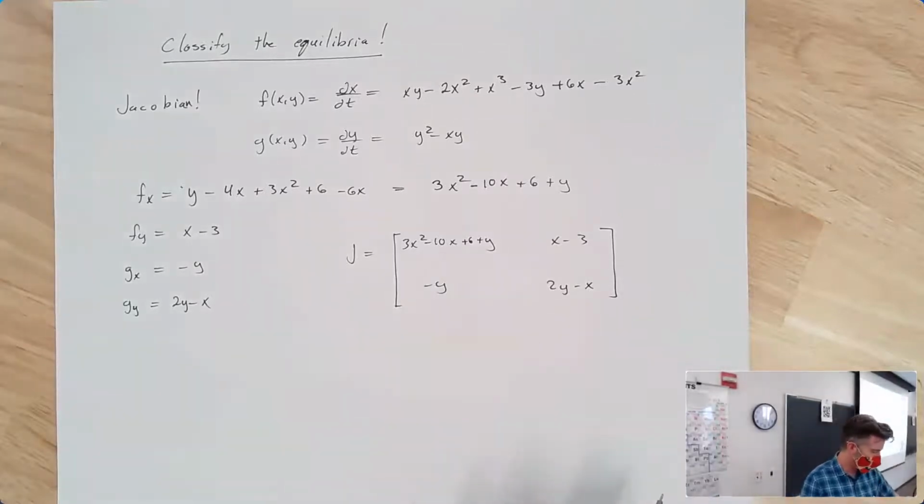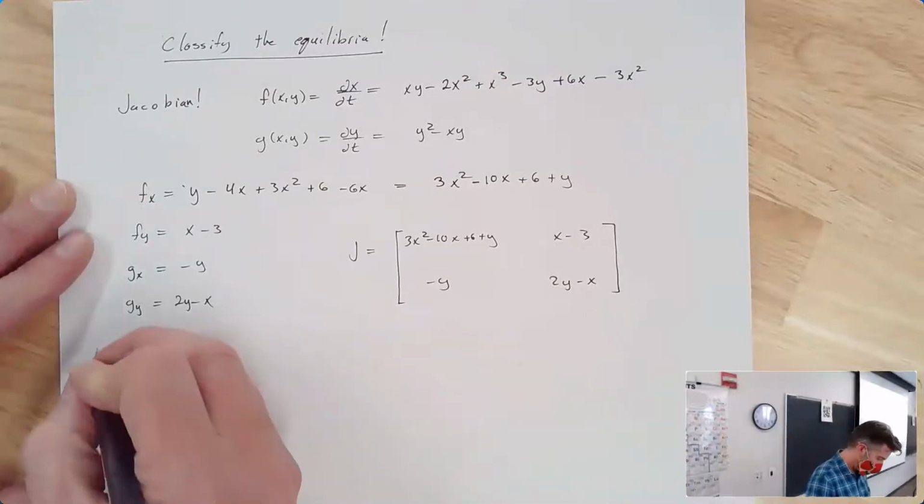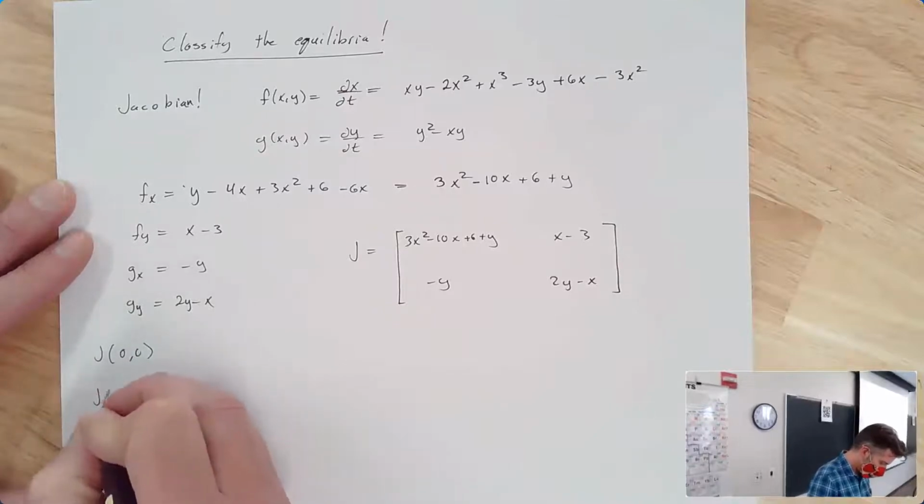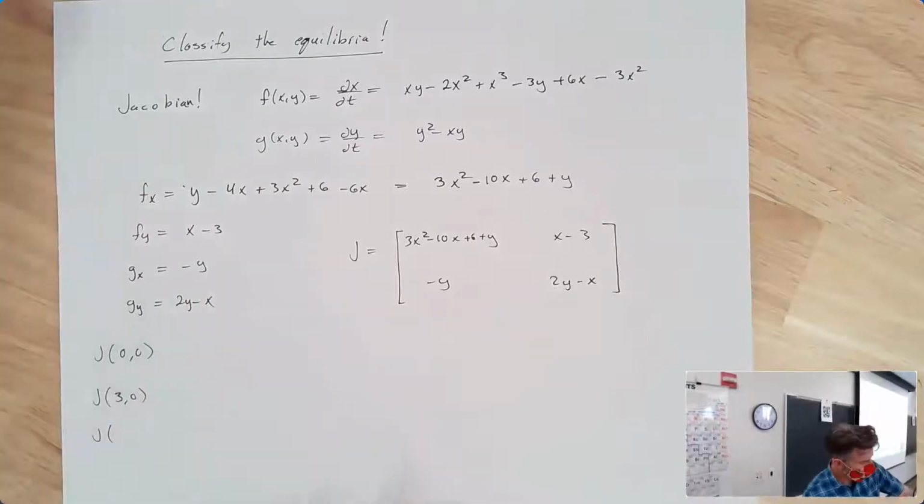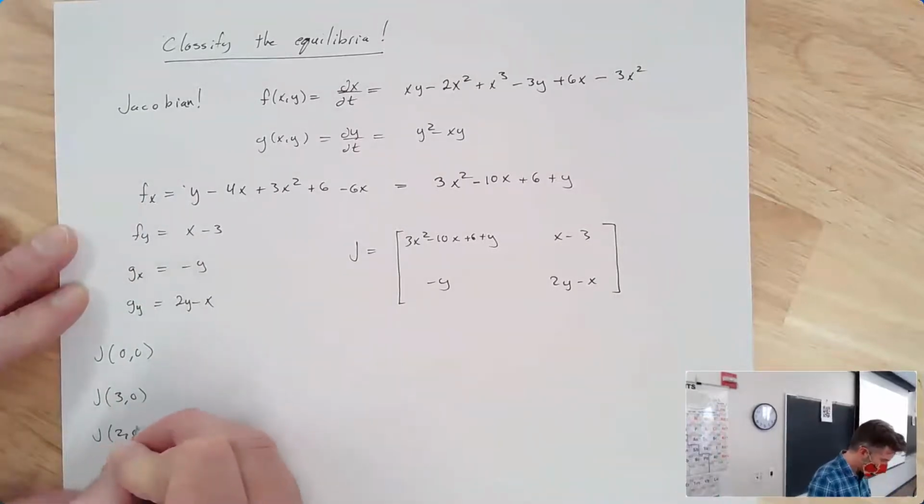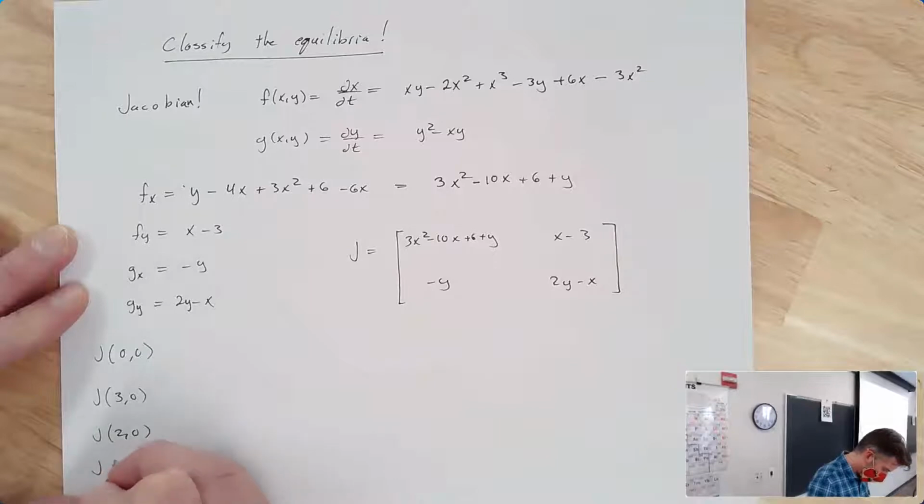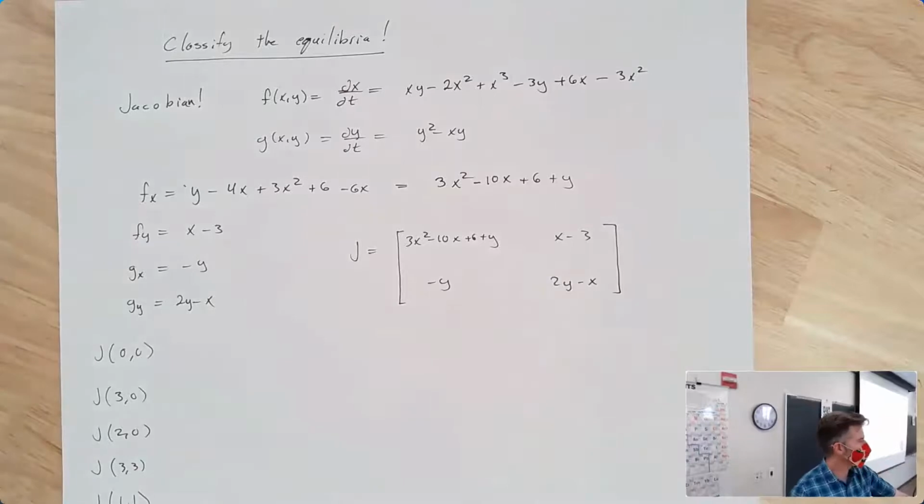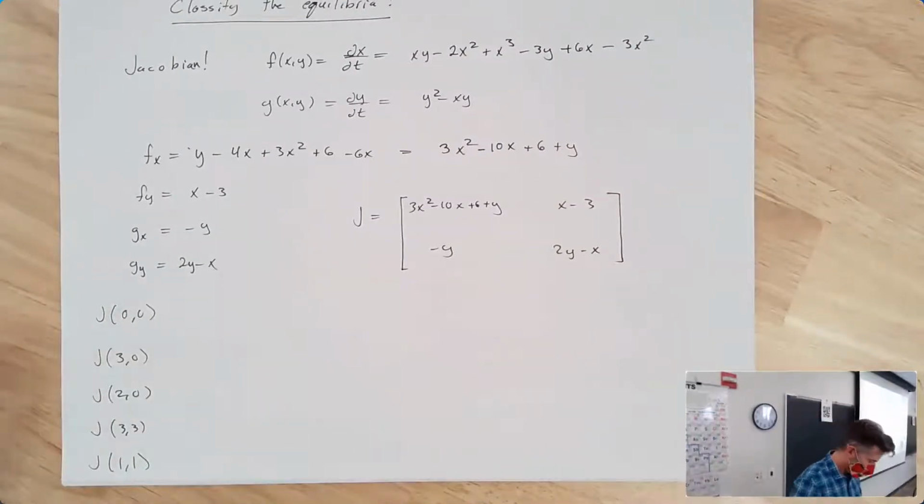So if you go back to our 5 equilibria, we're going to find J of 0, 0, J of 3, 0. I forget what they were, so let me look back. We had 3, 0, 2, 0, and then a 3, 3, and a 1, 1. Four of these are relatively easy. The last one is going to be a little more work. So let's see what we get.